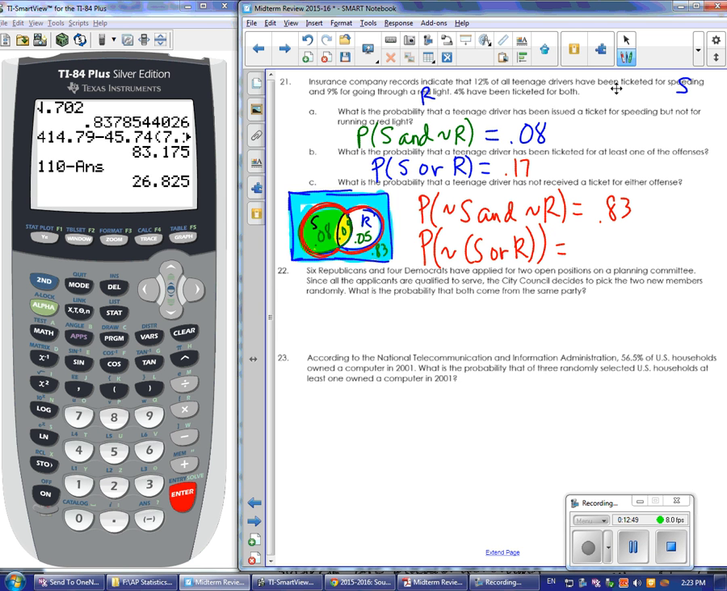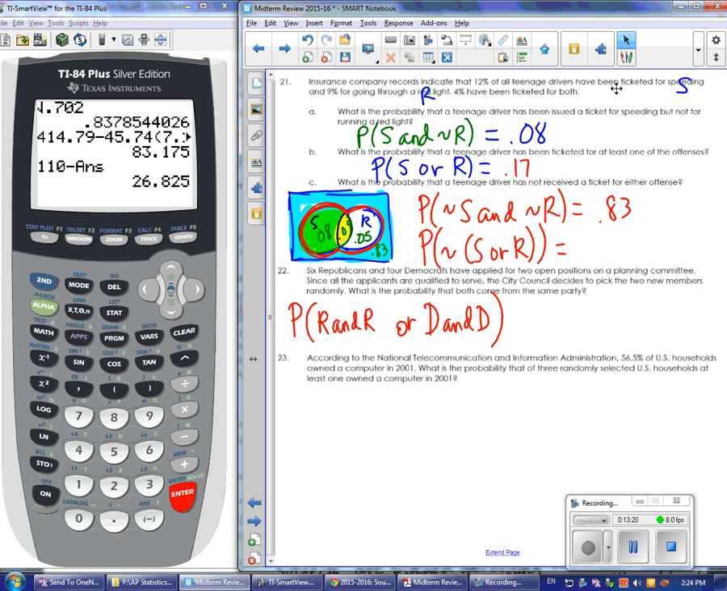Number 22 says 6 Republicans and 4 Democrats have applied for 2 open positions on a planning committee. Since all applicants are qualified to serve, the City Council decides to pick the 2 new members randomly. What's the probability that both come from the same party? Well, that means that they could either both be Republican or both be Democrats. So let's write that down. The probability of both being Republicans means R and R, or both Democrats, that would be Democrat and Democrat.